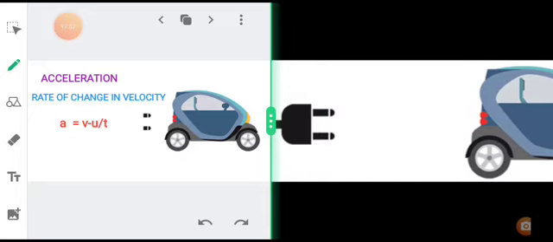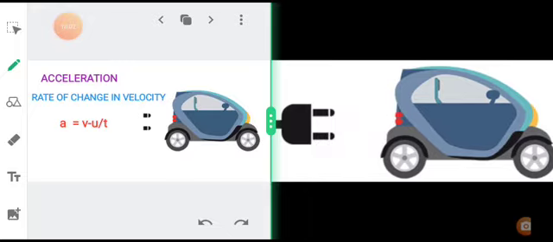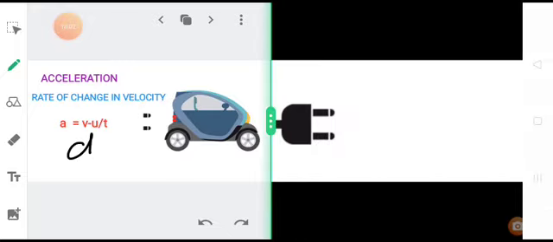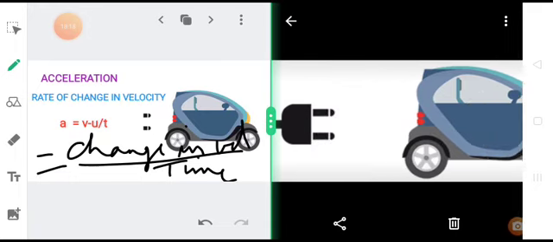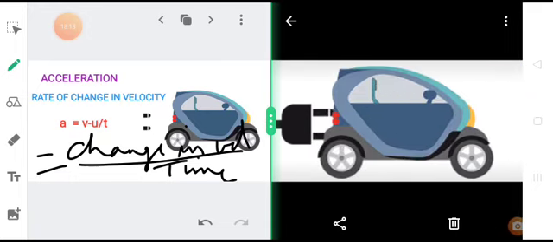Now change in velocity divided by time. That is the formula for acceleration, and the mathematical expression, you can see it is v minus u divided by t.